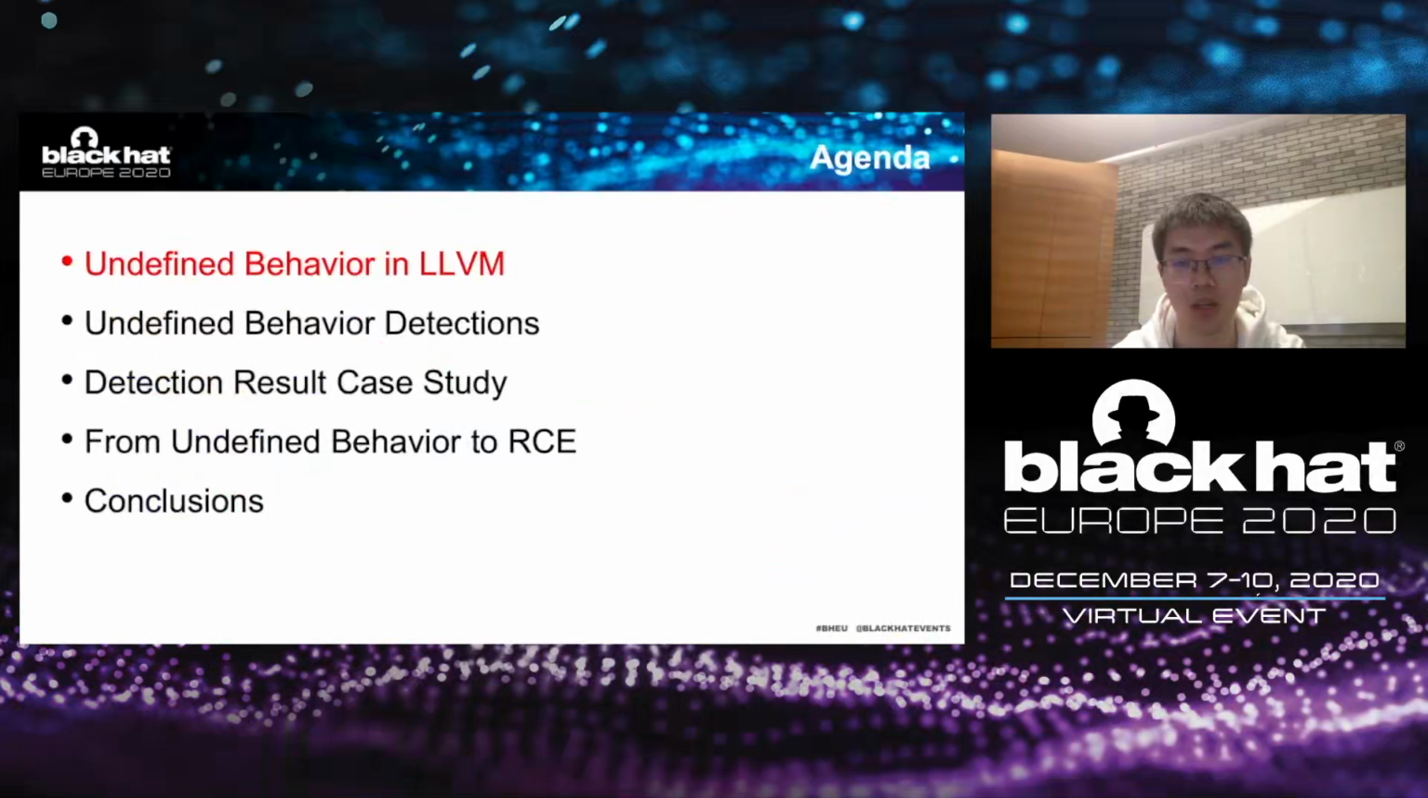In this talk, we will first introduce backgrounds of undefined behavior in LLVM. Then, we will discuss how to detect undefined behavior and analyze some of the bugs we found. We will demonstrate our exploit on Chromium using a null pointer dereference undefined behavior bug. And last, we'll give our suggestions and make a conclusion.